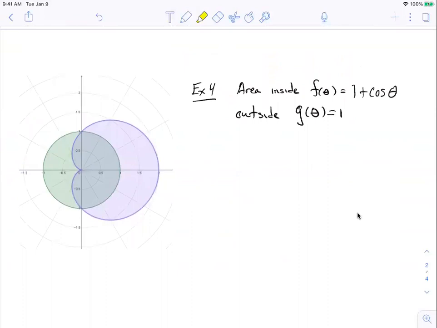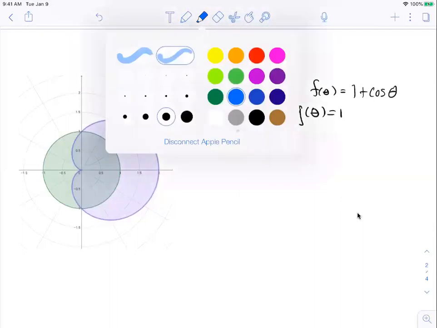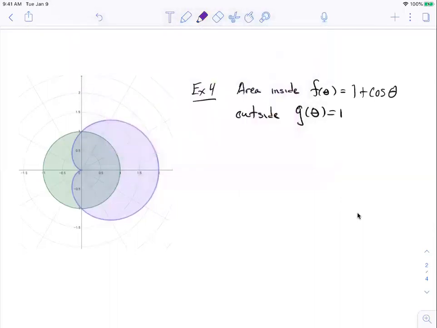Okay, so one more example, and it illustrates how to find the area between regions. A couple of the problems I'd like you to do will ask you to do this. So here I've drawn 2 polar curves. 1 plus cosine theta is the one that's drawn in that purpley color. I can try to match it as I shade it.